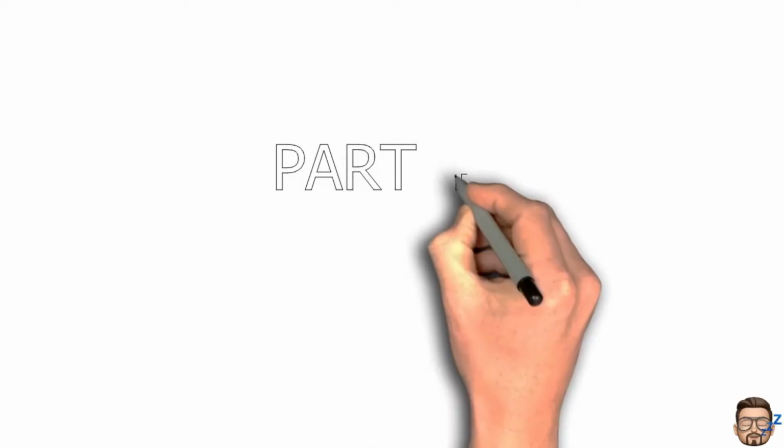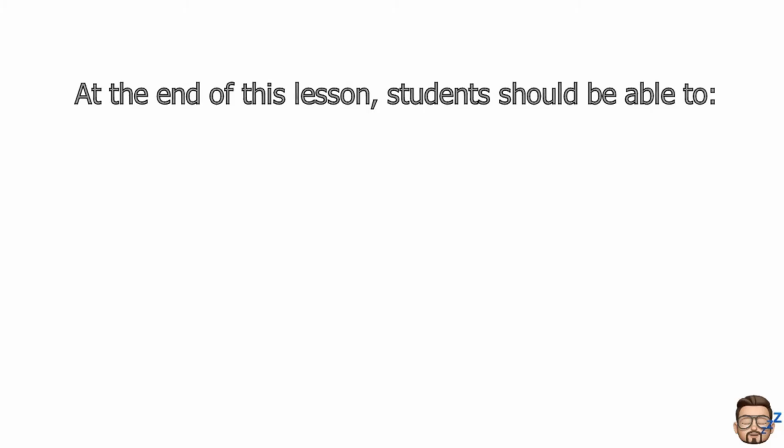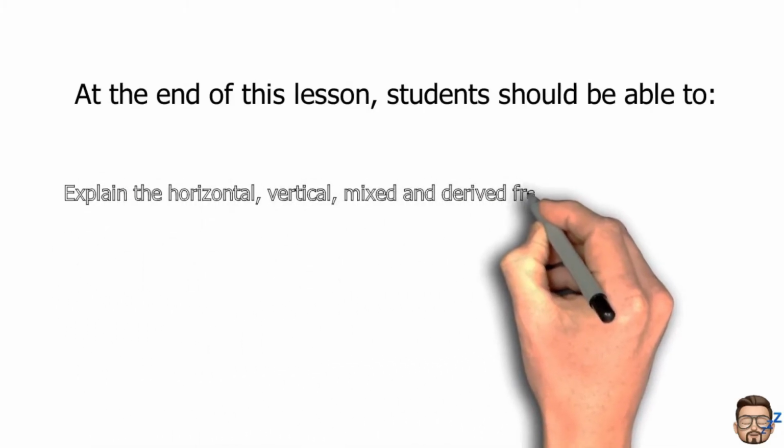This is lecture 8, Distributed Database Management Systems, DBMS, part 4. At the end of this lesson, you should be able to explain horizontal, vertical, mixed and derived fragmentation together with its correctness rules.